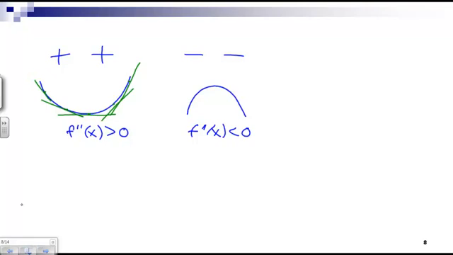When we go over to the stuff that's concave down, and I draw the tangent lines here, all those tangent lines reside above the curve. So if a curve is concave down, the tangent lines are above the curve.